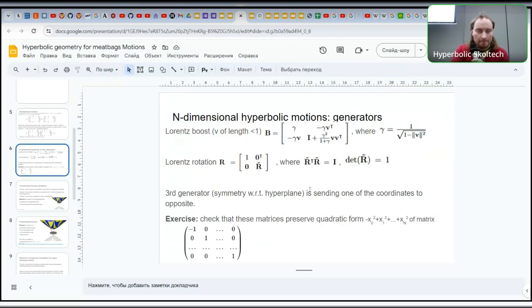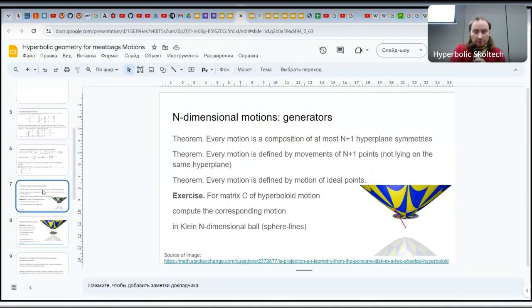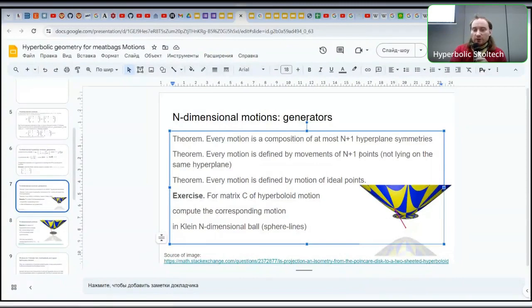Let's continue. Probably this is a good exercise for homework. Several other notions. So, n-dimensional motions are generated by just hyperplane symmetries. You need at most n+1 hyperplane symmetries. Every motion is defined by movements of n+1 points in n dimensions. This is just like in Euclidean space, and this can be proven the same way as in Euclidean geometry.